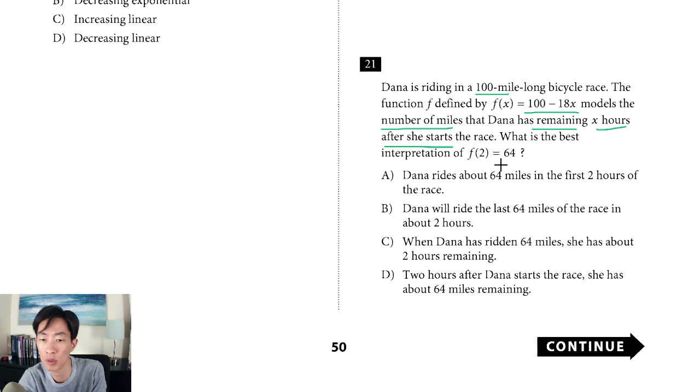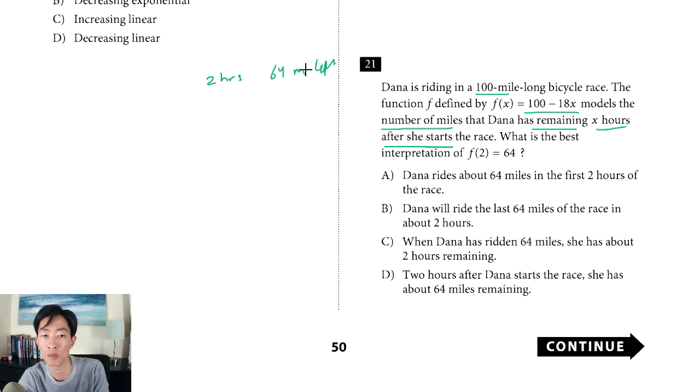So for this problem, you just really want to go by the way that they define it. If x is the number of hours after she starts the race, that means she's been riding for about 2 hours, and 64 is the number of miles she has remaining. So basically 2 hours have passed and she's got 64 miles left.